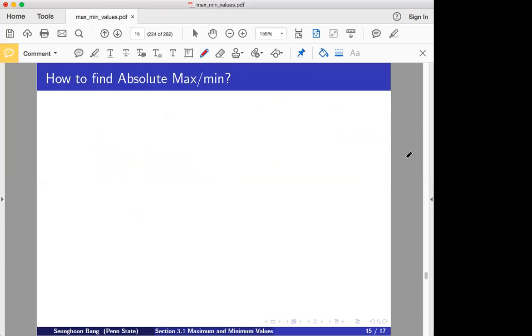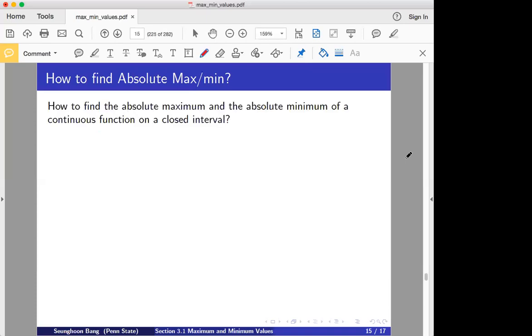How to find the absolute maximum. This is not the local maximum, but the absolute maximum and absolute minimum. This is the last question: how to find the absolute maximum and absolute minimum of a continuous function on a closed interval. Do you remember the extreme value theorem? Our previous theorem says a continuous function on a closed interval has an absolute maximum and absolute minimum. This one is about how you can find them. I'm going to give some ideas from some examples.